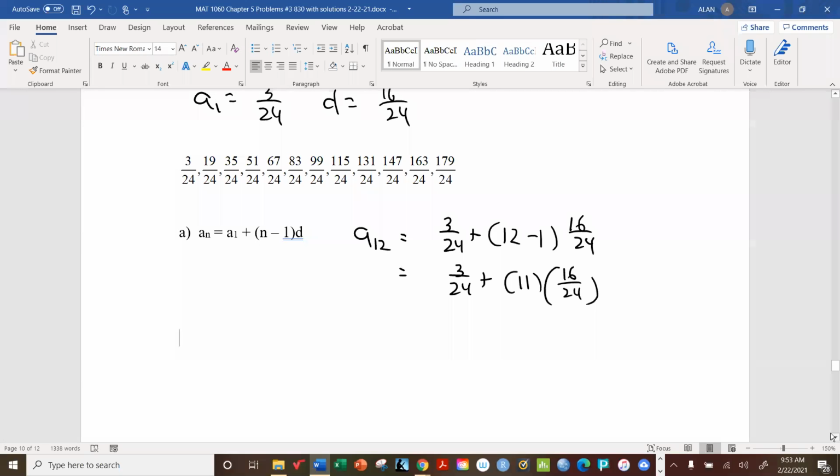Okay, because all we have to do here is this, 3/24. If you now keep in mind, this is implicitly 11 over 1. And so I can multiply the numerators and I can multiply the denominators, and this is what I get. And so I end up with 179 over 24, which is exactly what we have.